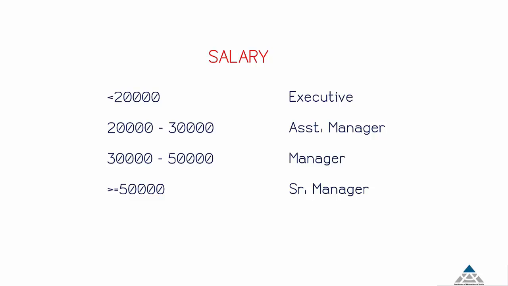If salary is less than 20,000, then the employee is an executive. If it is between 20,000 and 30,000, then the post is of an assistant manager. People with salary between 30,000 and 50,000 are managers. And lastly, if the salary is greater than 50,000, then the designation will be senior manager.